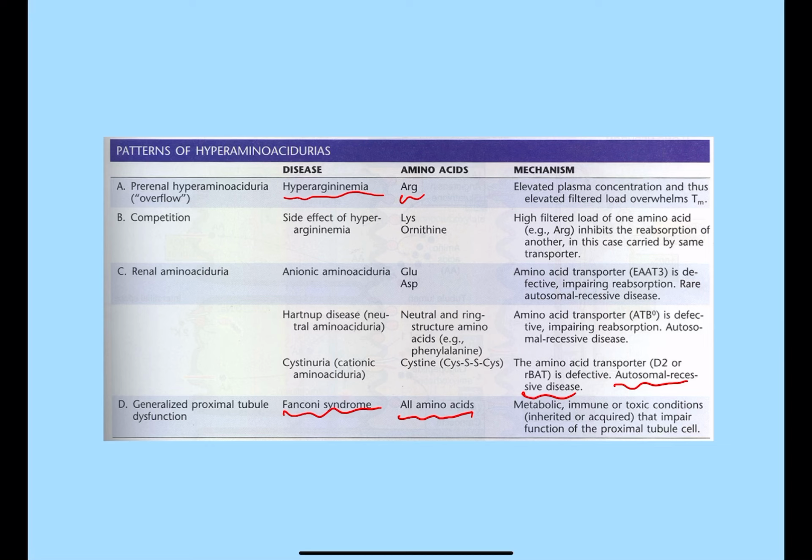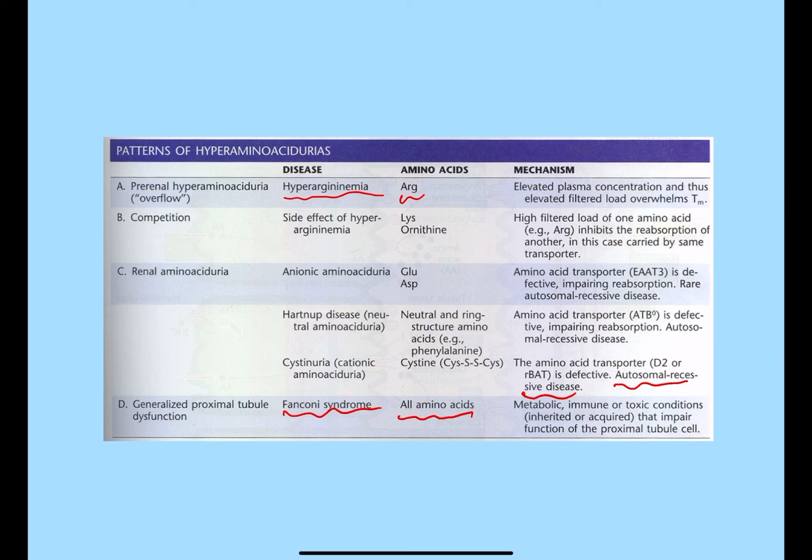If the second one, maybe if you want to remember, please remember Hartnup disease, right? Neutral and ring structure amino acids, especially phenylalanine, really important, right? You are going to be losing too much of it into the urine.